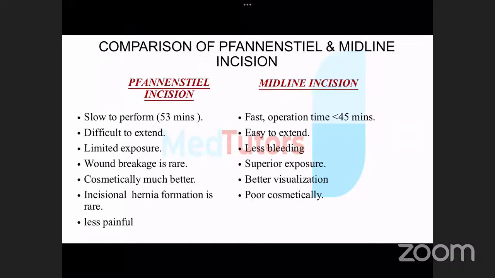So if they ask you for two skin incisions for cesarean section, you can mention Pfannenstiel and Maylard. The other two you can mention are Pfannenstiel and Joel-Cohen. The next pair you can say is midline and Maylard, right?